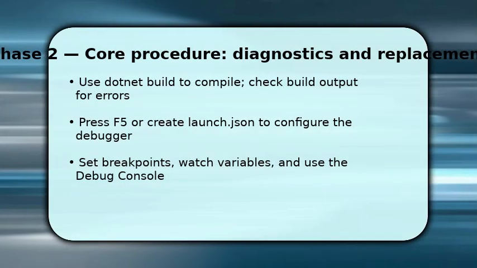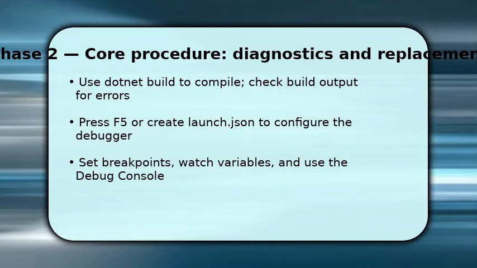Next, you build and configure debugging so you can iterate quickly. Run dotnet build to compile and fix any compiler errors reported. This explains why code won't run. Then press F5 to start debugging.